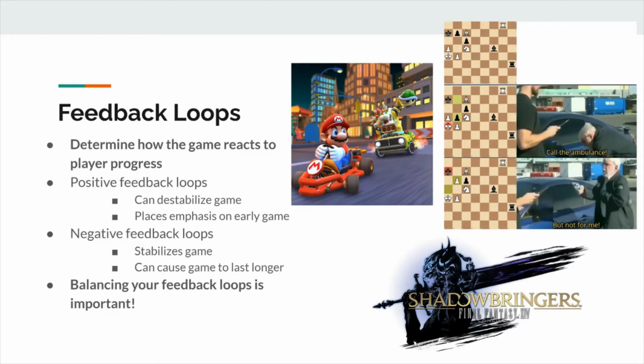These loops stabilize the game, but you also have to be careful of overusing them because it can send the player the wrong message. For example, if the player does well in the game but is constantly punished by difficulty increases, then they might think the game isn't very fun or start throwing or doing poorly in the game in order to make it easier on themselves. So from this, balancing your feedback loops is important.